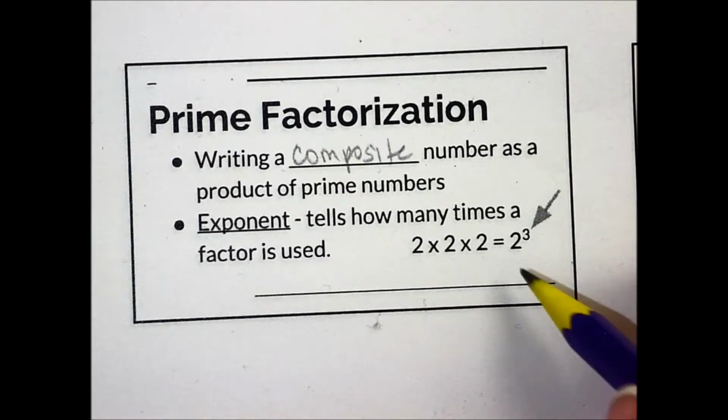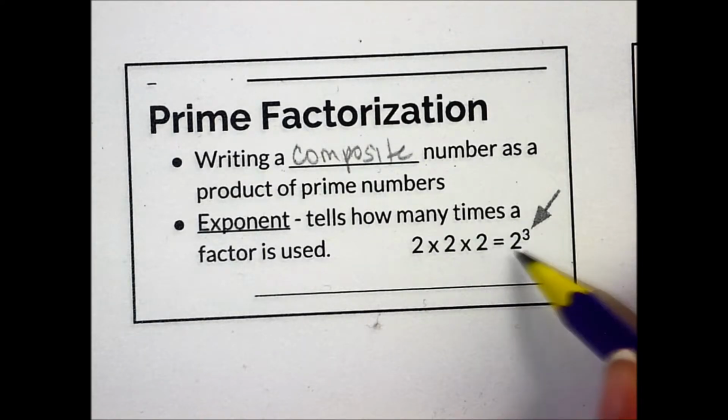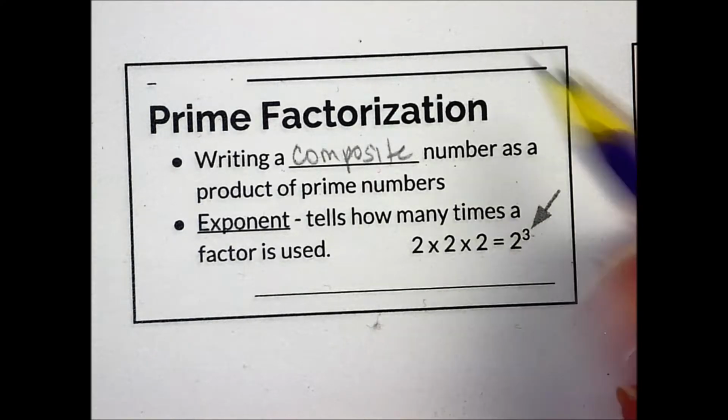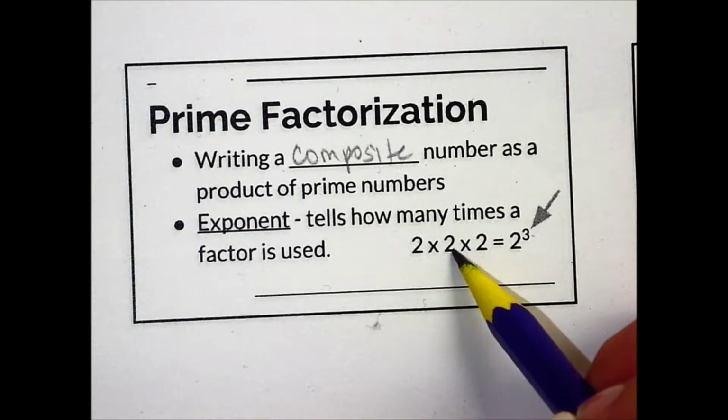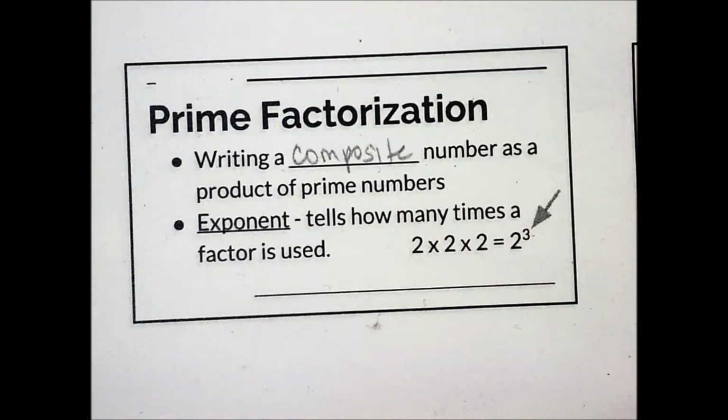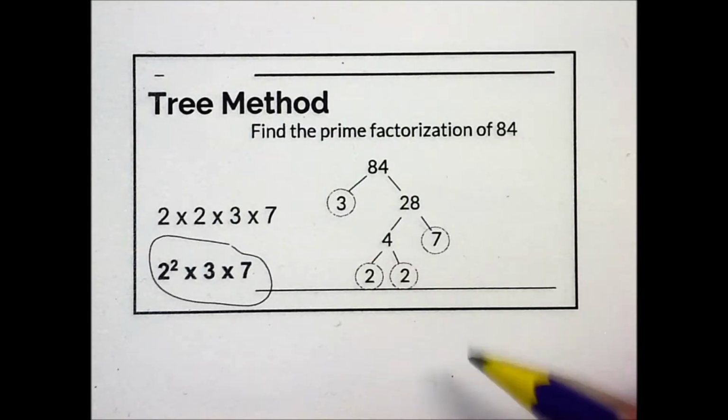A common mistake that many students make is they'll look at this and try to work it out by saying 2 times 3. That is incorrect. 2 times 2 is 4, and then 4 times 2 is 8. There are two methods to use to solve for prime factorization.